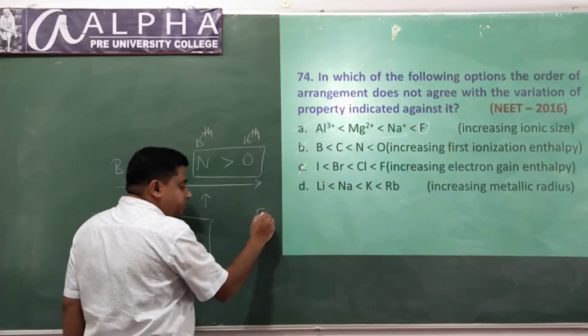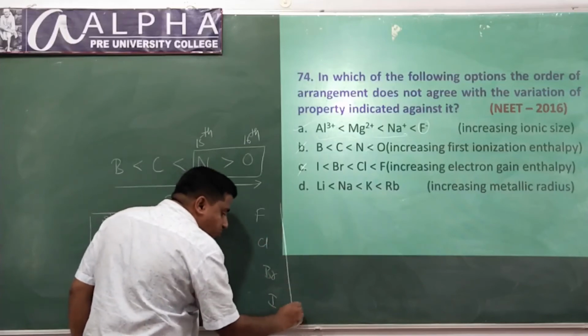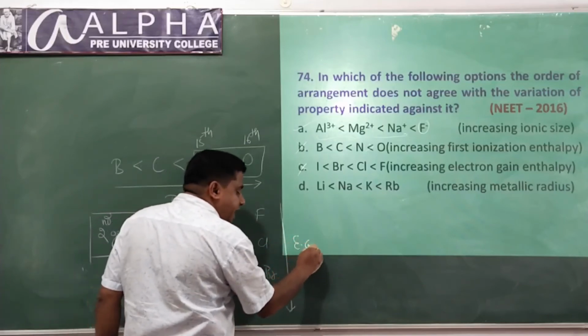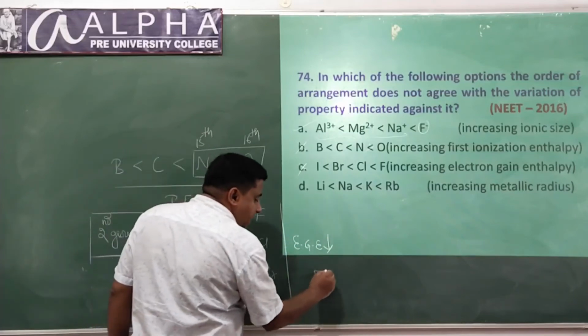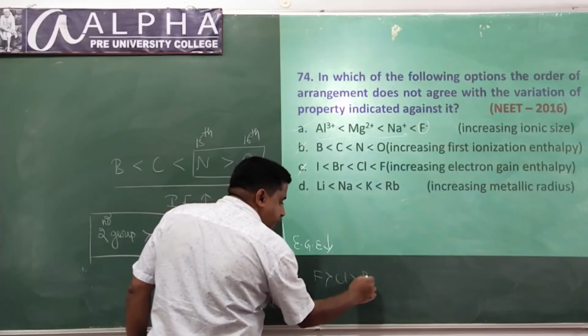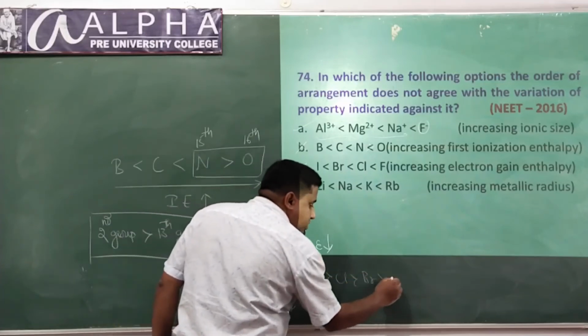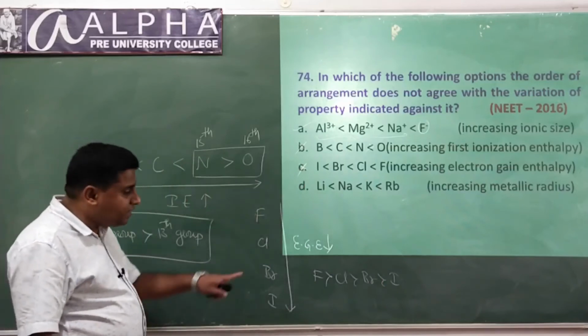We have fluorine, chlorine, bromine, iodine. Down the group, electron gain enthalpy should decrease. So that means fluorine has more electron gain enthalpy than chlorine, chlorine has more than bromine, and bromine has more than iodine. But this is also wrong.